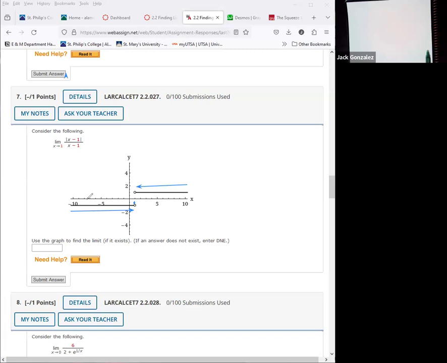So what does that mean? Does not exist. Yeah, the limit's not going to exist because they're not the same. They have to be the same from both directions. So whenever they don't match up, just put DNE. Any questions on 7?